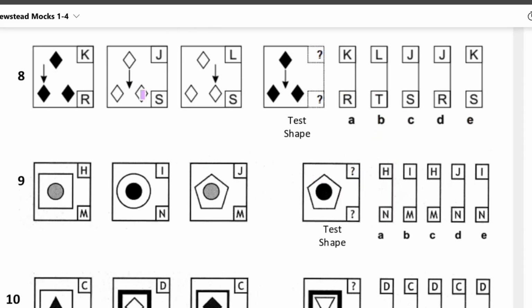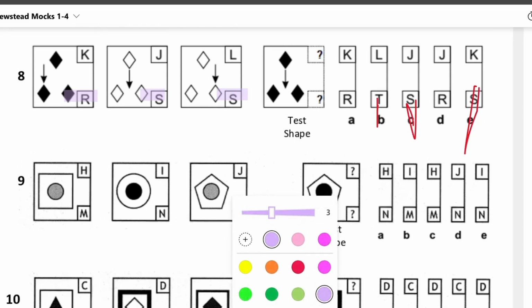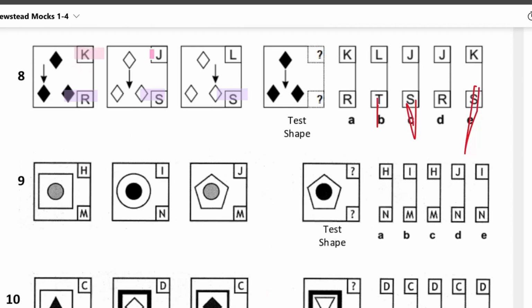Question 8, S and S are the same. That corresponds to white shading. So we need to have R in our shape, which means we cross out B, C, and E. And then at the top, we have all different shapes. We have K, J, and L, which probably corresponds to position of arrow, 1, 2, or 3. If it's in the middle, that looks like J, therefore our answer is going to be D.